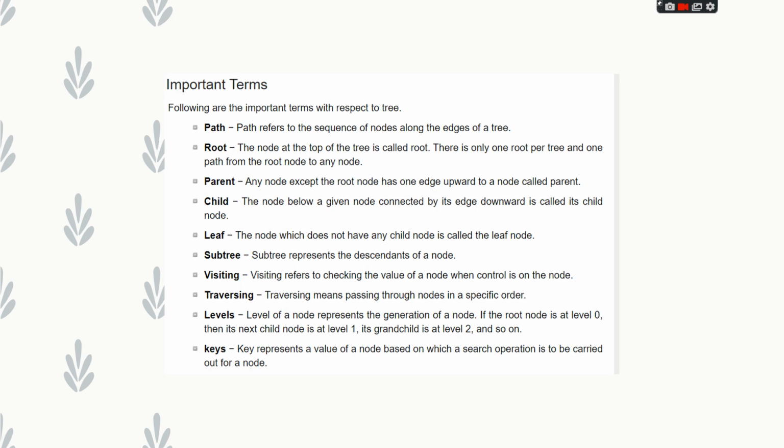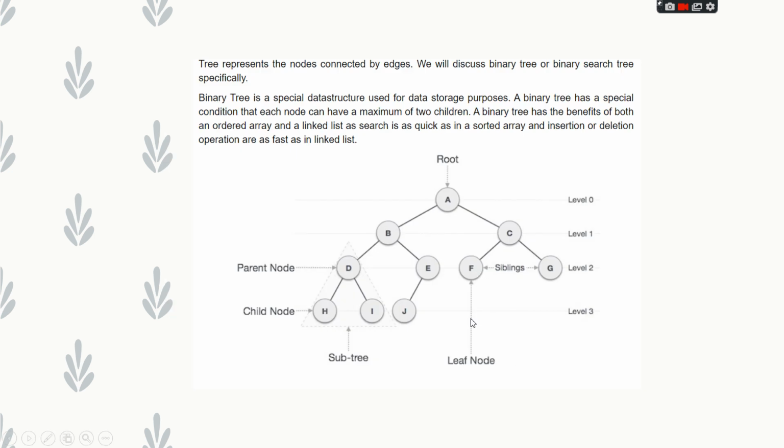Now we look into what a child node is. A node below a given node connected by its edge downward is called a child node. It's simple as you can see in the picture. Leaf. The node which does not have any child node is called a leaf node. Here you can see that F does not have any node downwards from it. Therefore it can be termed a leaf node.